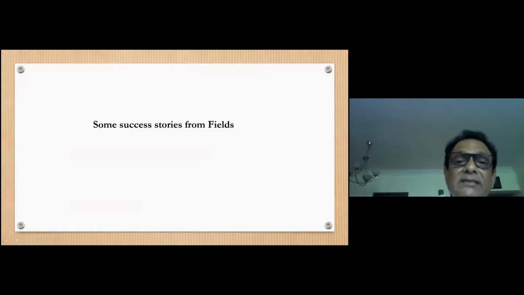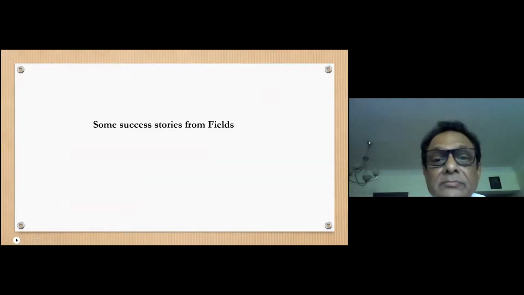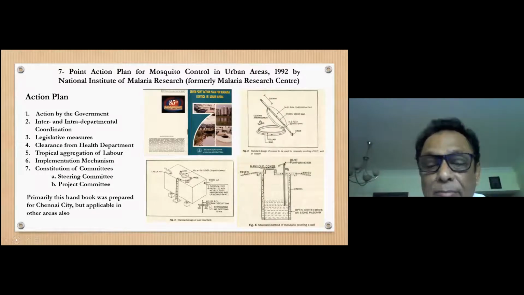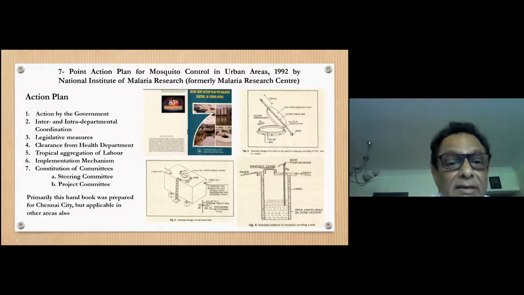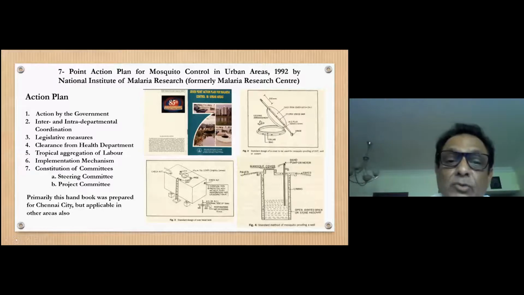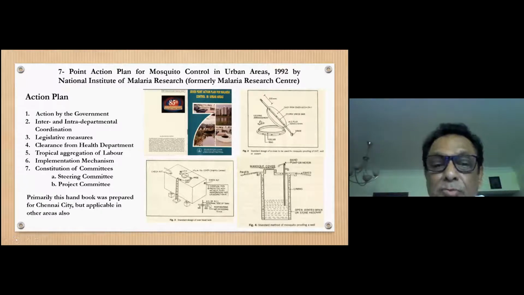Yes, now some success stories from the field I can mention. Next slide, please. Yes, and you can see this particular technical series by NIMR. It was published in 1992: a 7-point action plan for mosquito control in urban areas. And I can tell you this was preferred for Chennai city, and it gave proper guidelines on how to make the overhead tank closed, with a proper lid, and how to make these wells mosquito-proof. And this is a very, very important aspect.